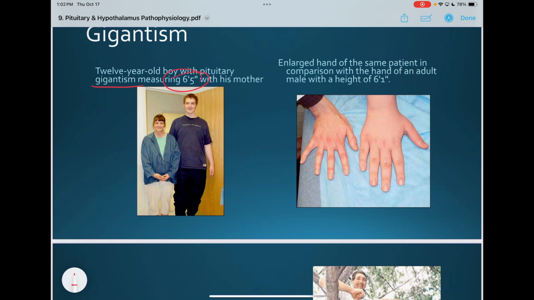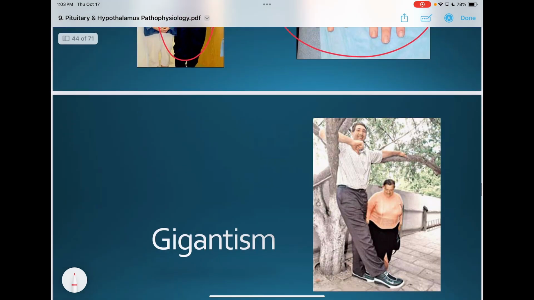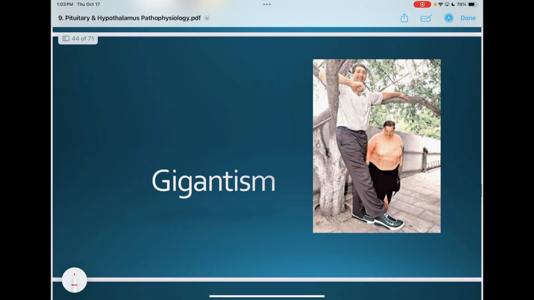This is gigantism, a 12-year-old boy with pituitary gigantism, 6'5". He's 12. Another boy the same age, 12, is 5'3". Also, enlarged hands, look how big that hand is. But he looks proportional. He's tall, but his body is still proportional because the gigantism was before those growth plates fused. And here's another picture of gigantism. Again, very, very tall, but in proportion.